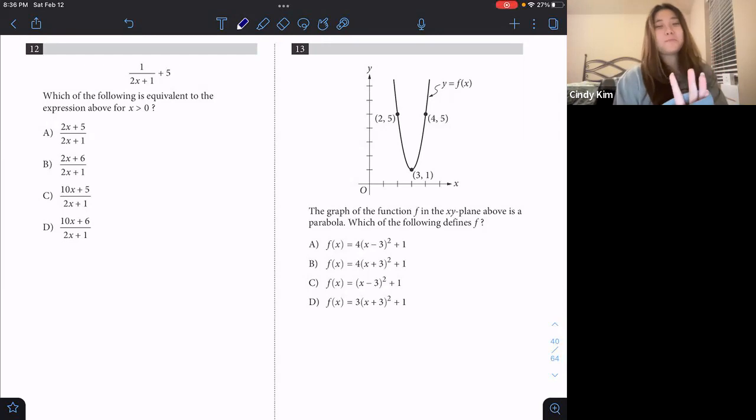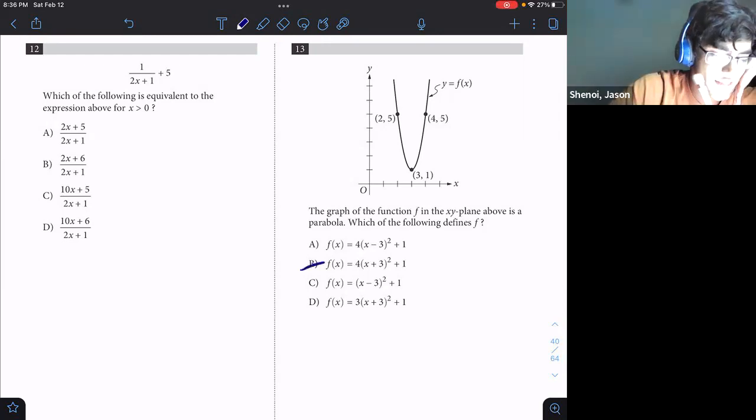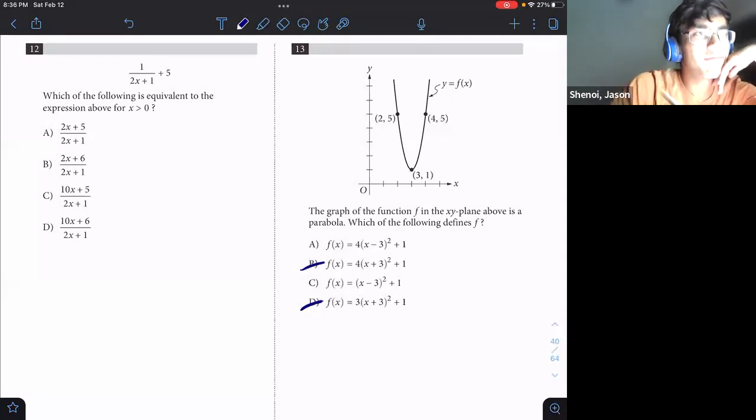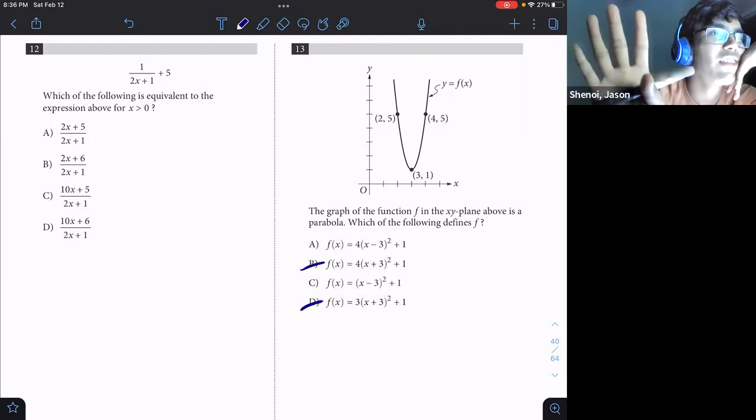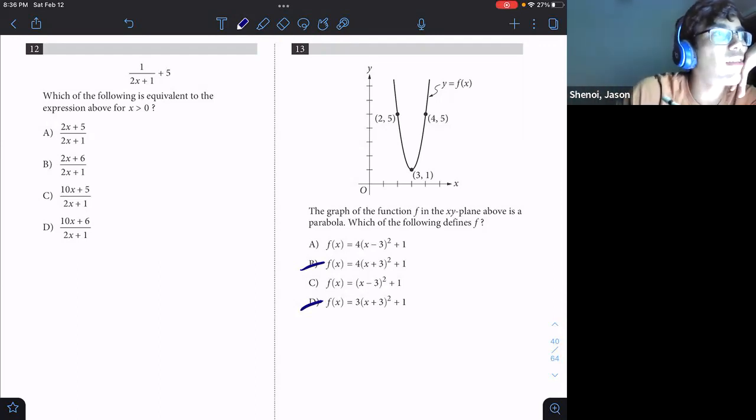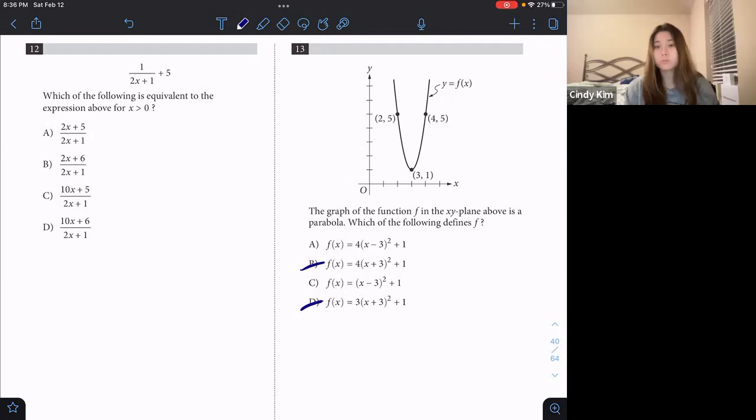It's actually A and C. Very good. So A and C show that, and they all have +1, so we can take that out. Don't worry about that. Now what we need to do is figure out if there's a stretch or a compression. Is there a stretch or compression? I don't think so. Okay.